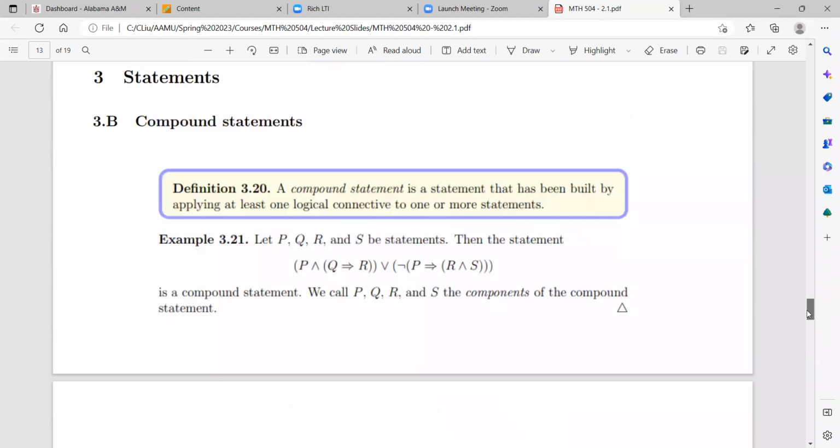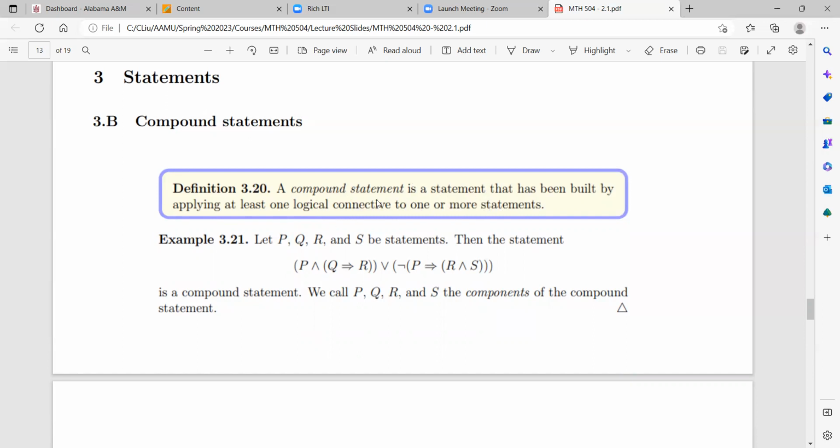Okay. The next thing is called compound statement. We already talked about the compound statement, but this is a formal definition here. We already saw 5 types of compound statements. But the formal definition is: a compound statement is a statement that has been built by applying at least one logic connective to one or more statements. So you can have more than one logic connective, or more than one statement.